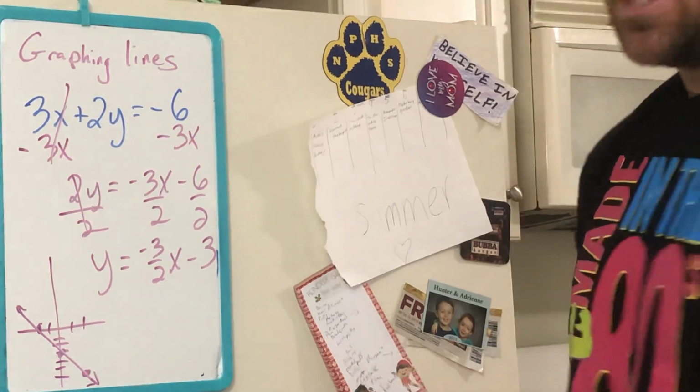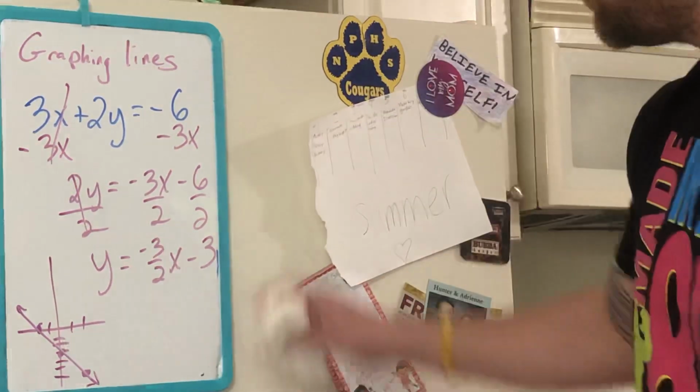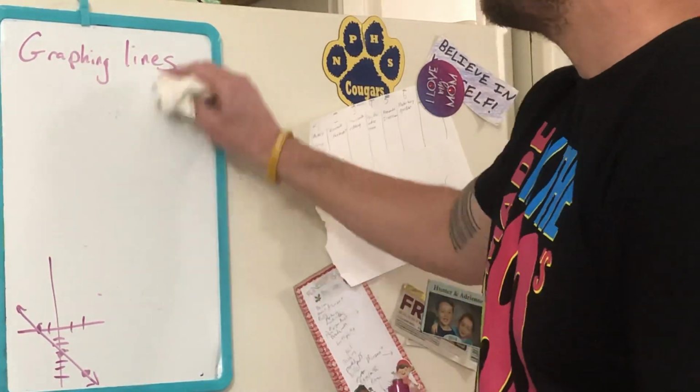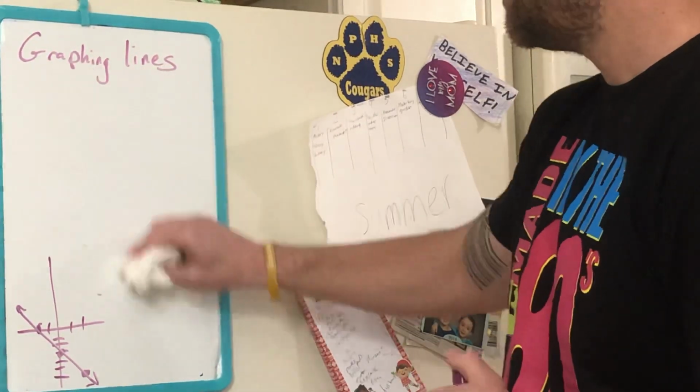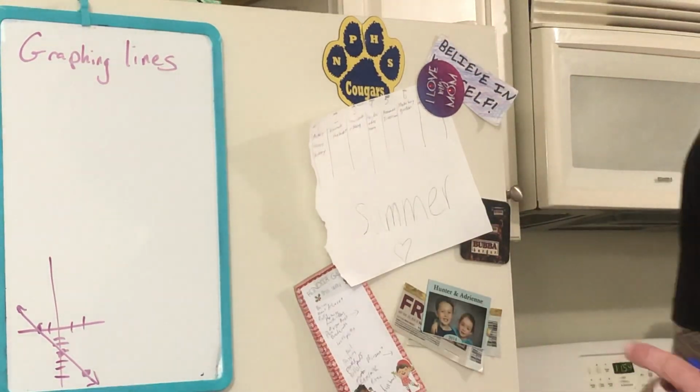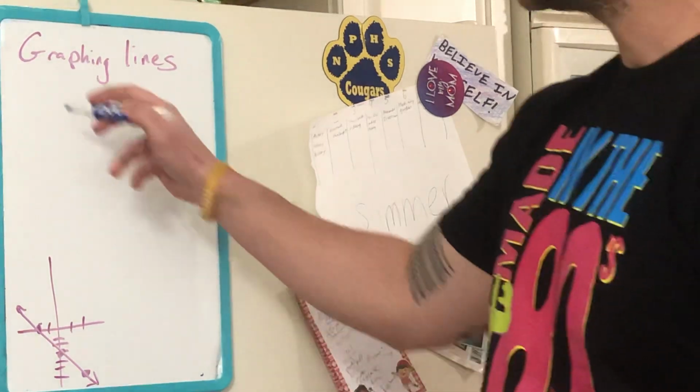Okay. The next way, I think this is the easier way. Okay. Graphing lines is very important. The reason why we're going over this again from the first quarter is because you're always going to have to graph lines. So this is the second way to do this.